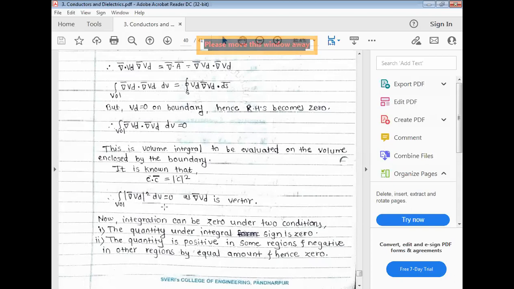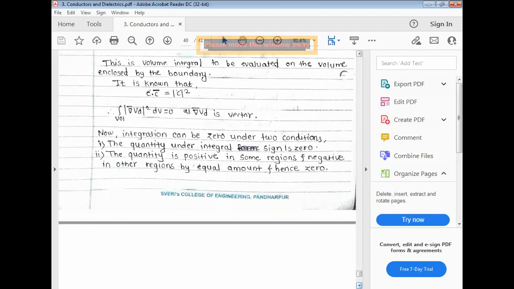Either it should be 0, or the quantity is positive in some regions and negative in some regions by an equal amount, hence 0. In some region it should be positive and in some region it should be negative, then the total amount will become 0. Then only this term can be 0.